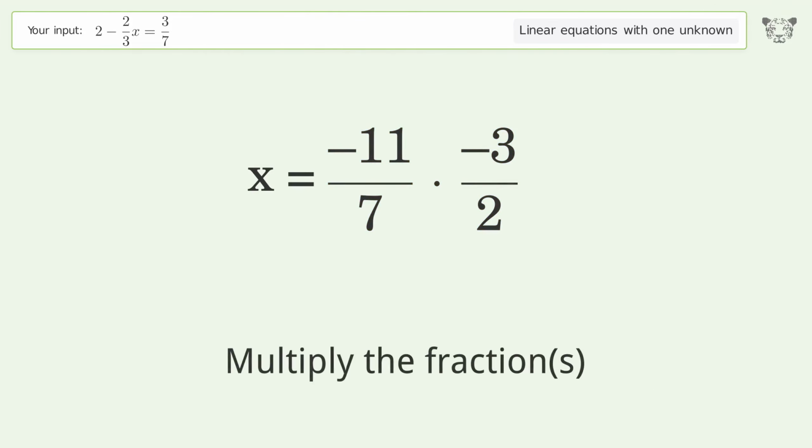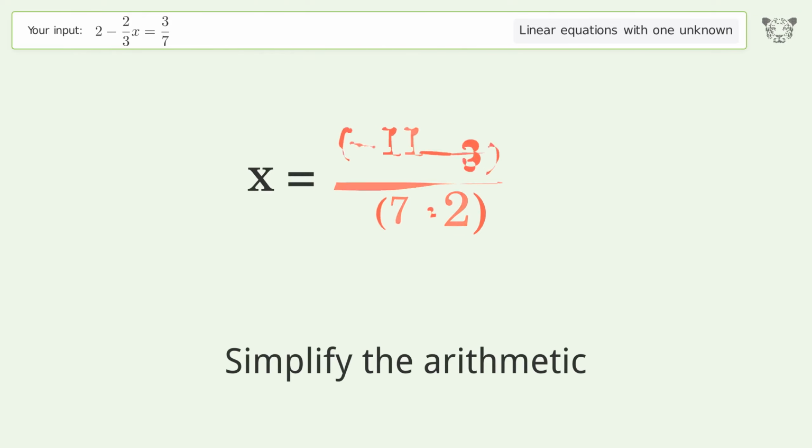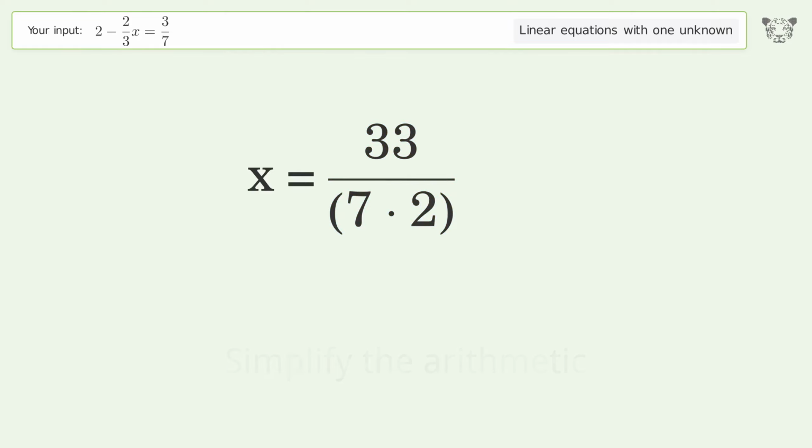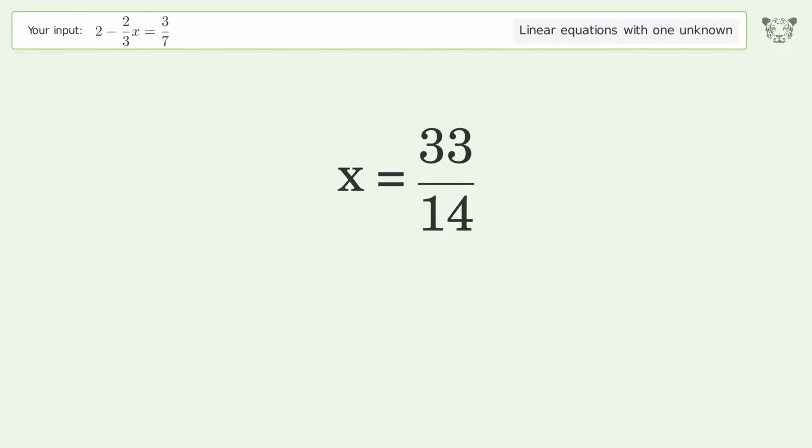Multiply the fractions. Simplify the arithmetic. And so the final result is x equals 33 over 14.